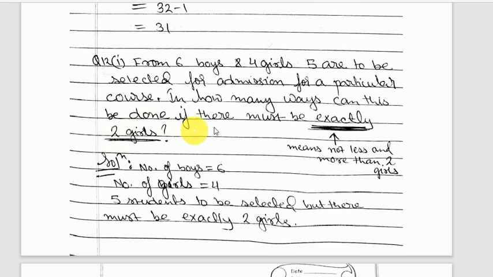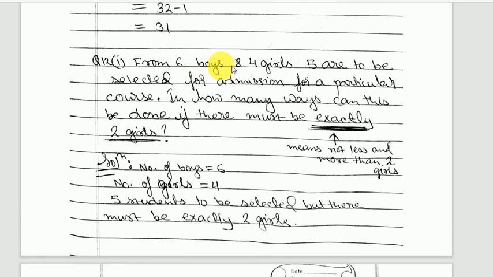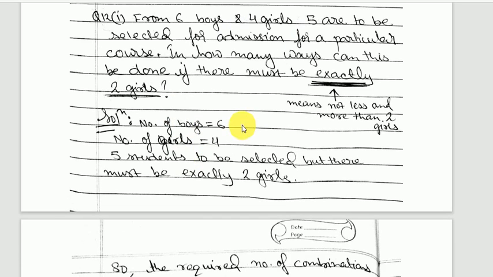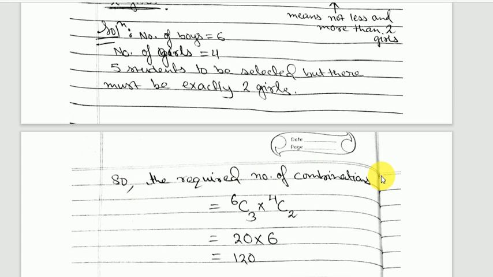That means they have to admit 5 students, and one condition is that exactly 2 girls must be there. Exactly means not less than and not more than 2 girls. So the number of boys is 6, the number of girls is 4, 5 students are to be selected, but there must be exactly 2 girls. So the required number of combinations.